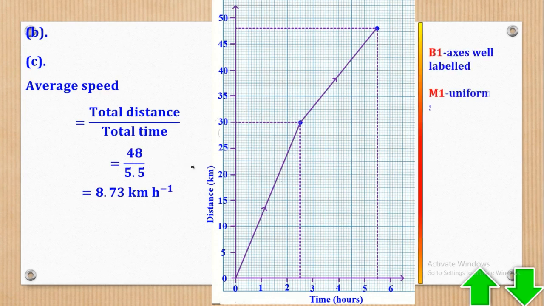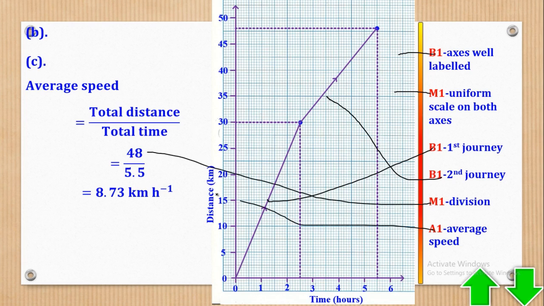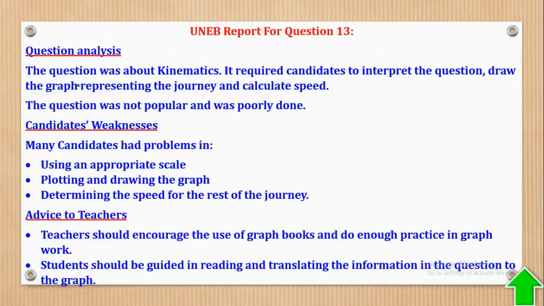Now let's see how marks can be awarded. So B1 for the axis well labeled, M1 for the uniform scale on both axes, and B1 for the first journey, another B1 for the second journey, M1 for this division, A1 for output. So the question was about kinematics. It required the candidates to interpret the question, draw the graph representing the journey, and calculate speed.